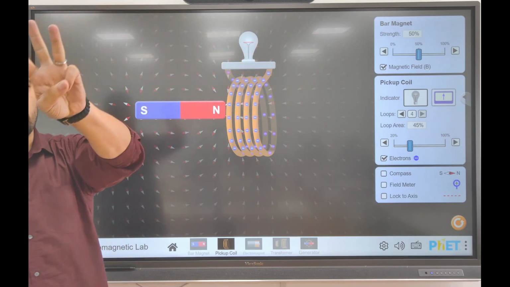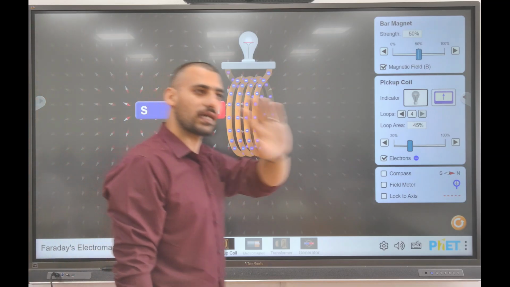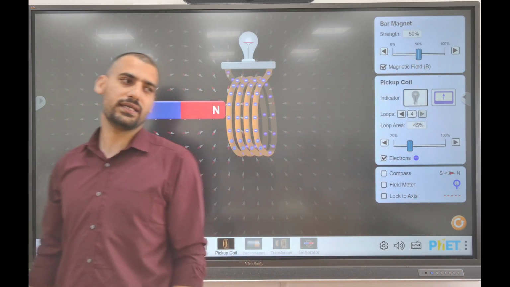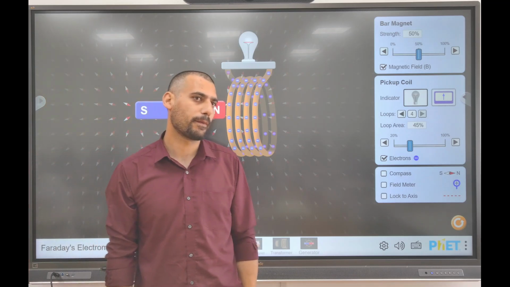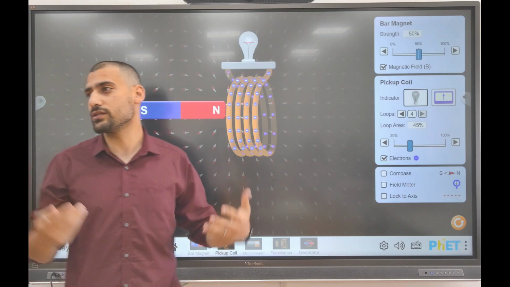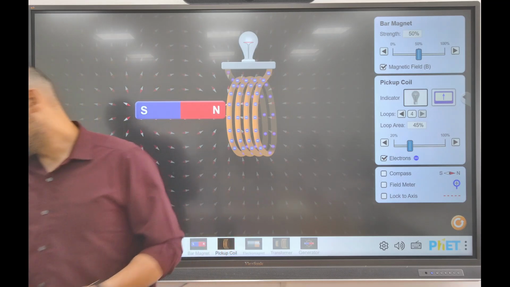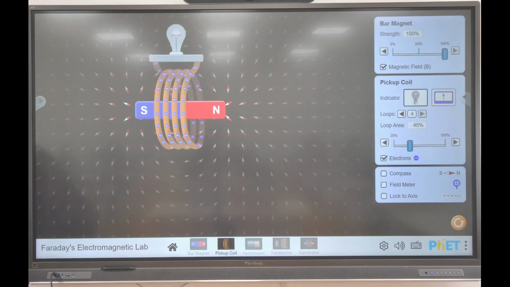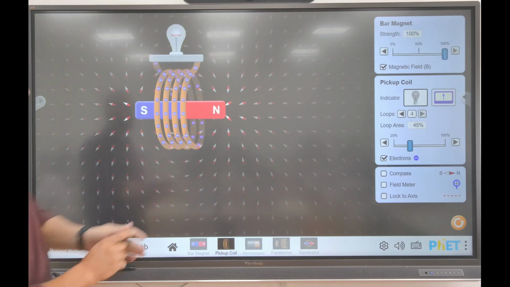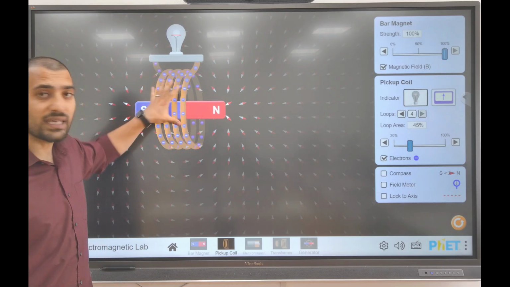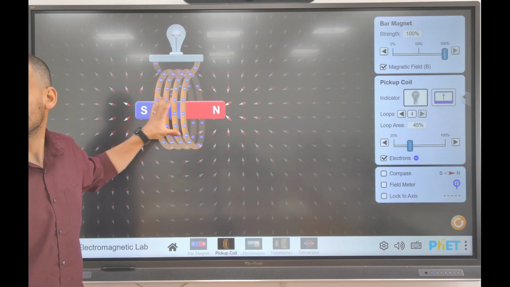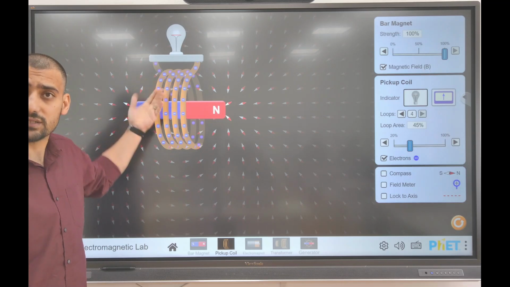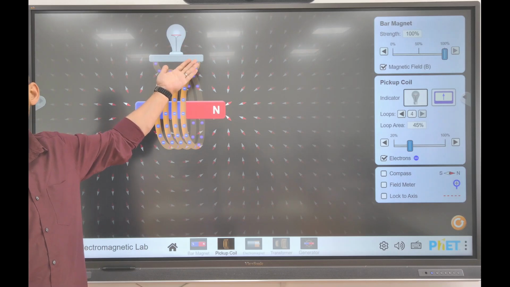Fine. Third point. When both are at rest, nothing happens. So these are the observations, okay? Third, when the coil is kept, see here, the magnetic field inside the coil is maximum, isn't it? It is very close to the magnet. But even when the magnetic field is maximum, nothing is happening. There is no glow. Okay?